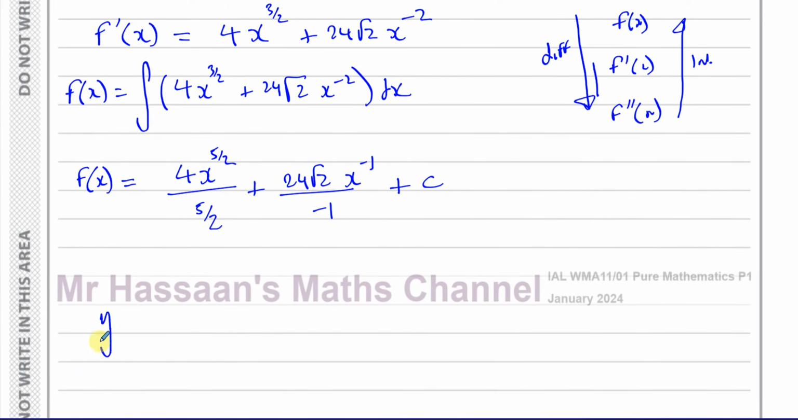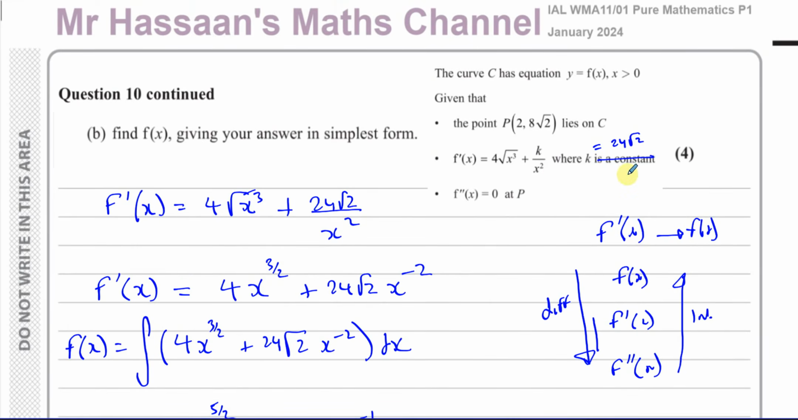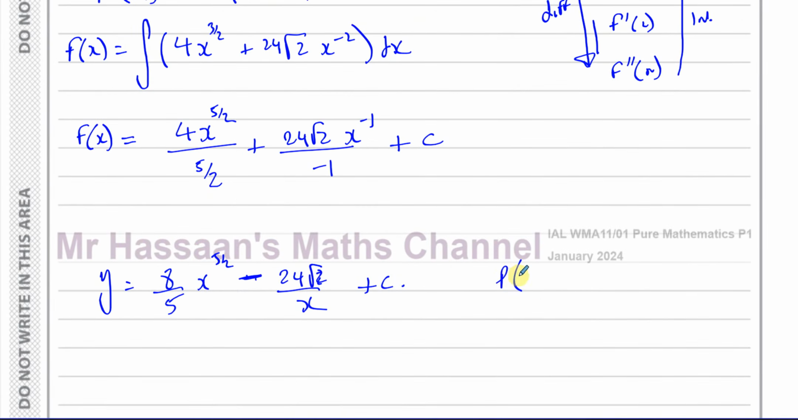So we know this is like y equals, and now we can rearrange this. Dividing by 5 over 2 is like multiplying by 2 over 5. So 2/5 times 4 is going to be 8/5. So 8/5 x to the power of 5 over 2, and this is going to be minus 24 root 2 over x, plus c. Just rewrite it in this form so it's easy for us to substitute. Now we know that the point P lies on the curve.